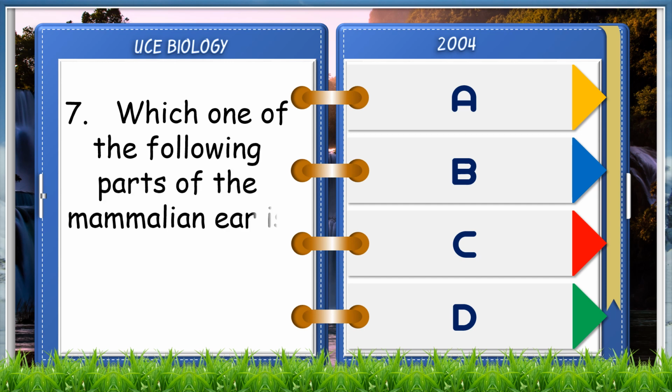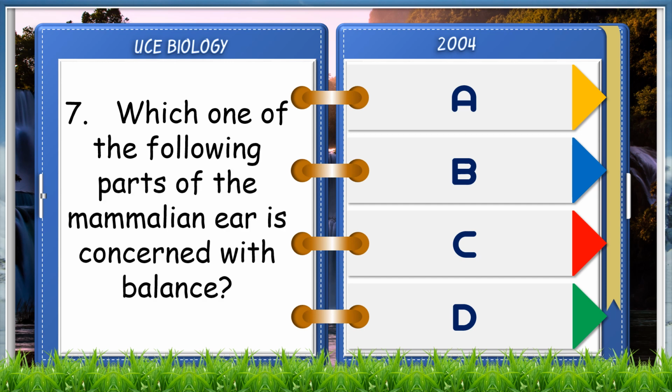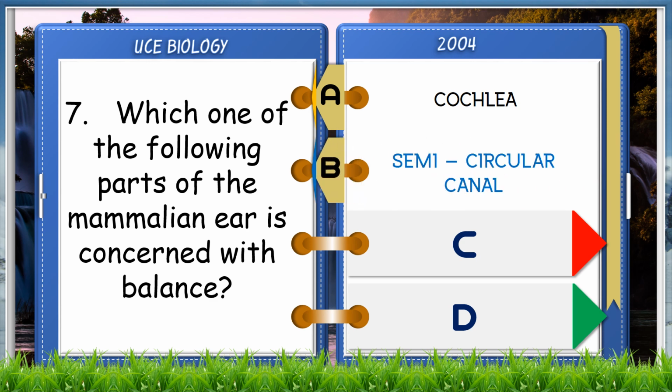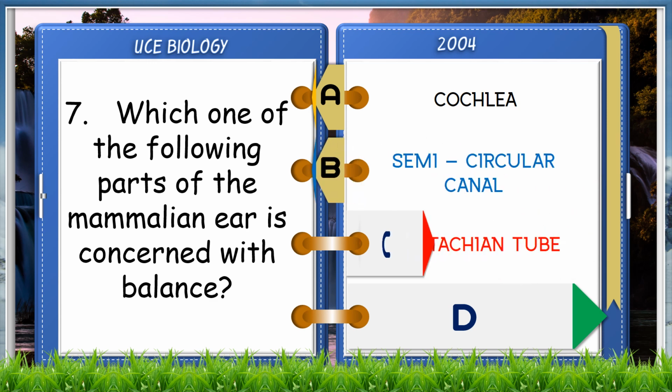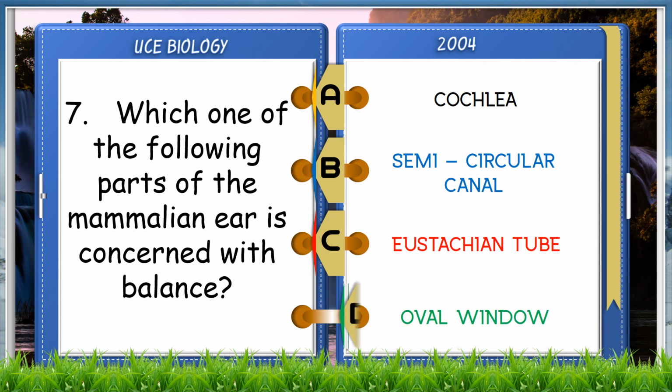Which one of the following parts of the mammalian ear is concerned with balance? A. Cochlea. B. Semicircular canal. C. Eustachian tube. D. Oval window. The answer is B. Semicircular canal.